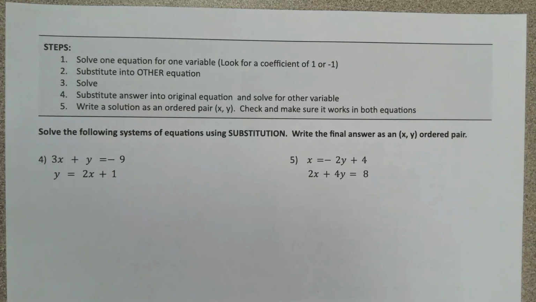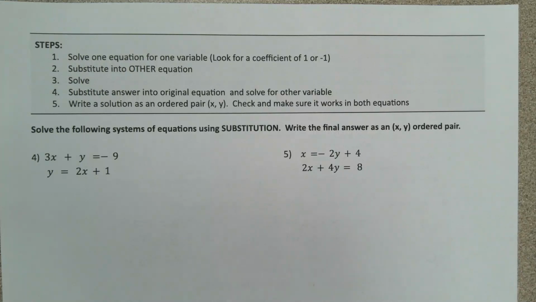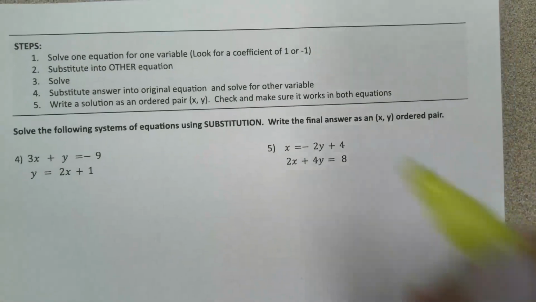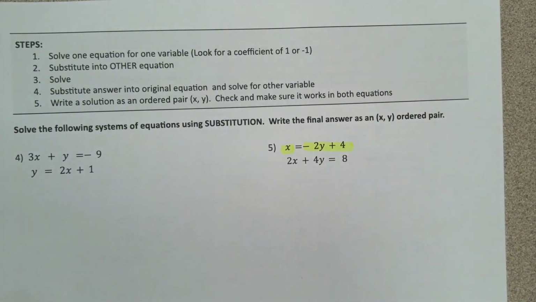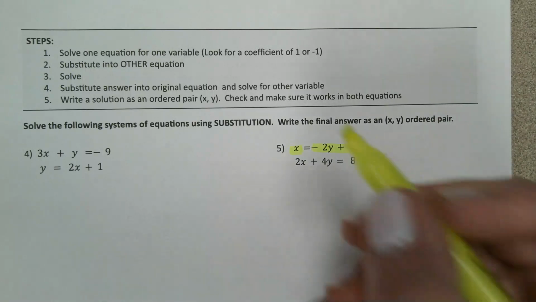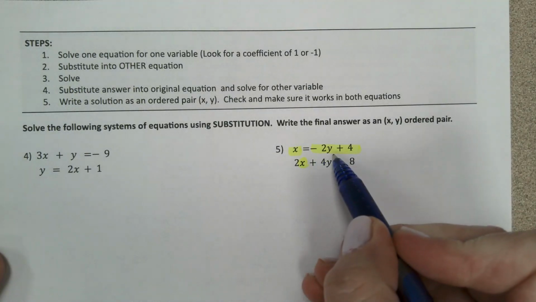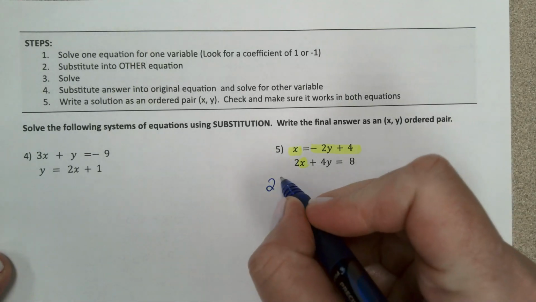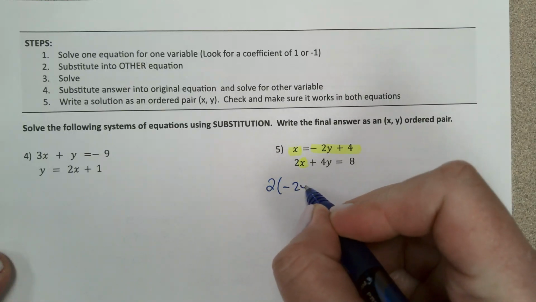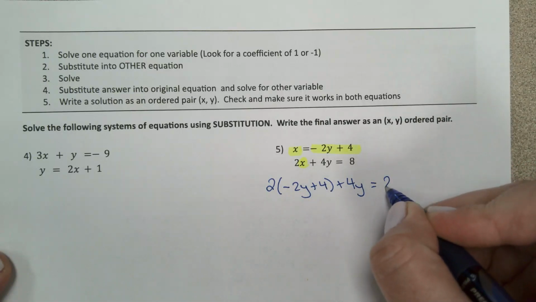We're going to do another one. All right, so I'm going to do number 5. The top equation already has x all by itself. So in place of x in that second equation, I'm going to get rid of the x, and I'm going to plug in negative 2y plus 4. So you keep the 2, get rid of the y, keep the plus 4y, keep equals 8.